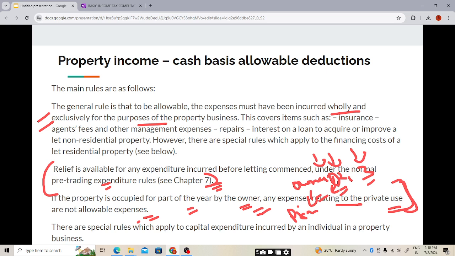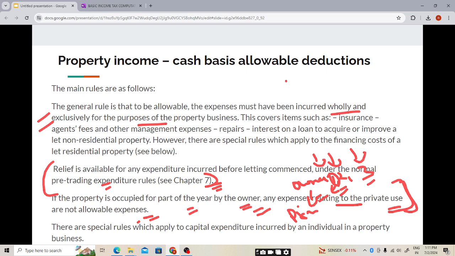Whatever expenditure you are incurring on a residential property that you use for your own self, living in that house the whole year as your main accommodation, you will not be able to deduct any expenses and you will not be getting any property income, so the rule does not apply here.